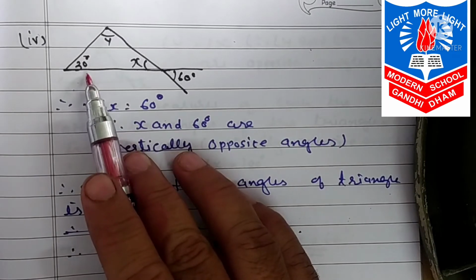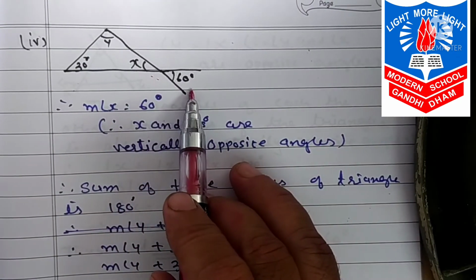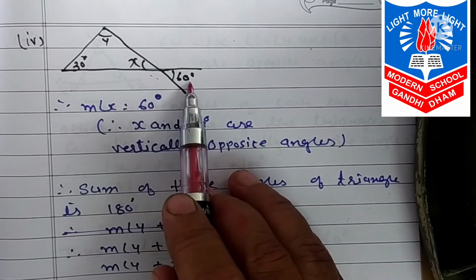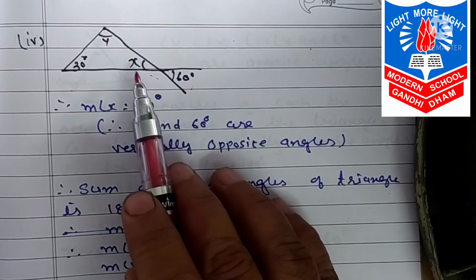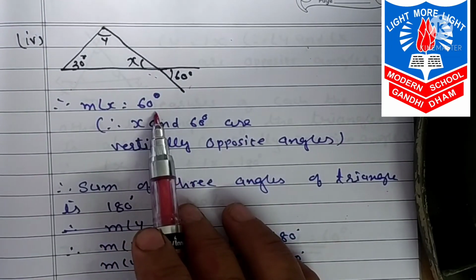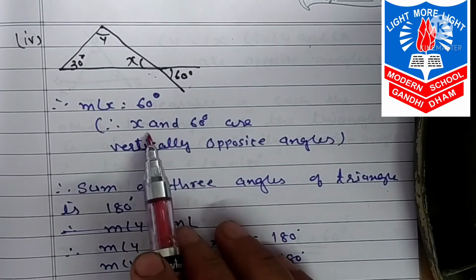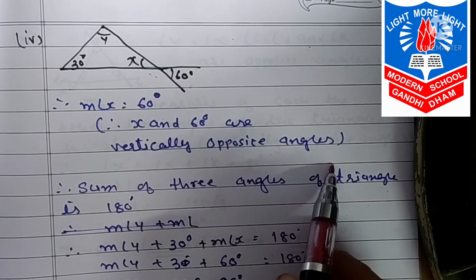The fourth one: here is 30 degrees, here is y, here is x and here is 60 degrees. See here, x and 60 are both opposite angles. So measure angle x is equal to 60 degrees. We write angle x and 60 are vertically opposite angles.